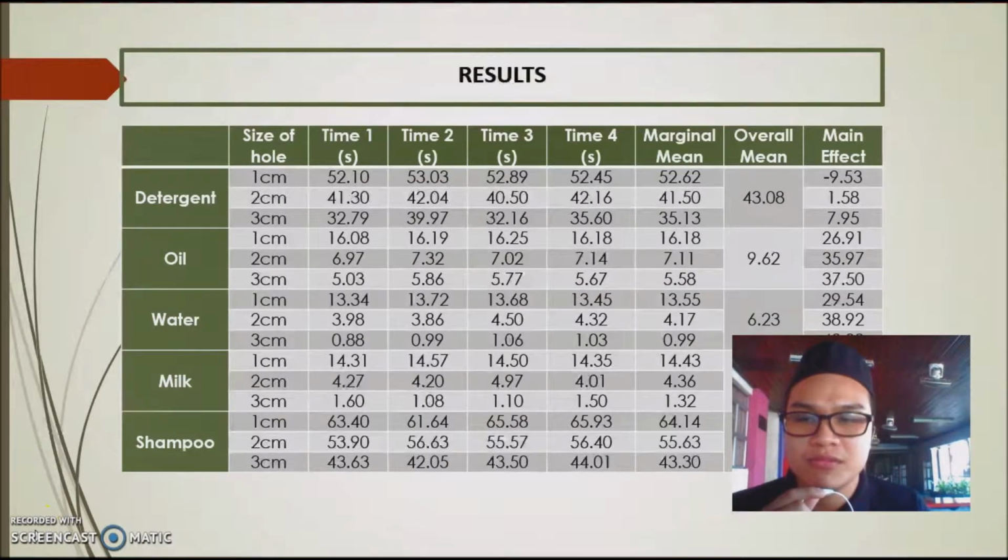Okay, next, I will explain about the results of our experiment. The liquid that took the longest time to completely drain from the hole was shampoo, with an overall mean of 54.35 seconds, followed by detergent with an overall mean of 43.08 seconds, and then oil with 9.62 seconds, and then milk with a 6.71 second overall mean, and the fastest liquid to completely drain is water with an overall mean of 6.23 seconds.